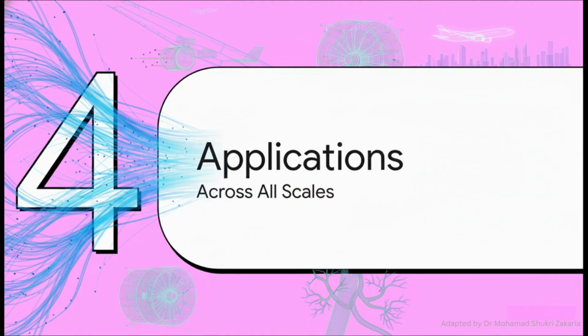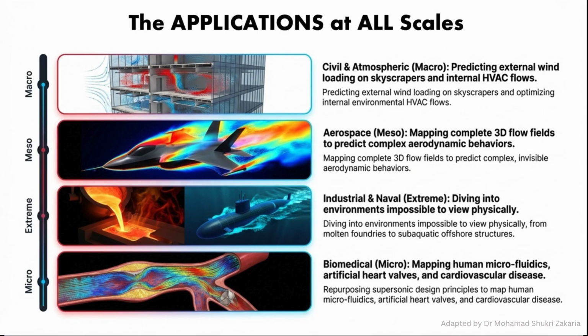And the amazing part is, the math that works for a 747 also works for, well, pretty much everything. The applications span every physical scale you can imagine. I mean, just look at this range. At the macro scale, architects use CFD to figure out how wind will whip around a new skyscraper. At the mesoscale, it's the absolute backbone of the entire aerospace industry.